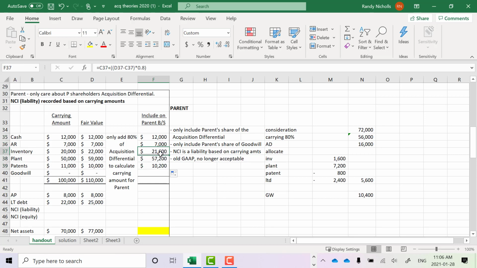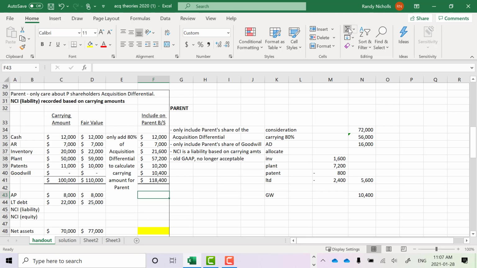And let's look at inventory per se. I'm going to include 21.6 on my parent company balance sheet, and that 21.6 represents the 20,000 carrying amount plus 80% of the fair value difference, representing the 80% of it I bought. Same with the plant, same with the patents. Right? $11,000 carrying amount minus 80% of the $1,000 difference gives me the 10.2. I calculated goodwill, same as proportionate because we're basing it on the 80%. And that gives me my total balance sheet.